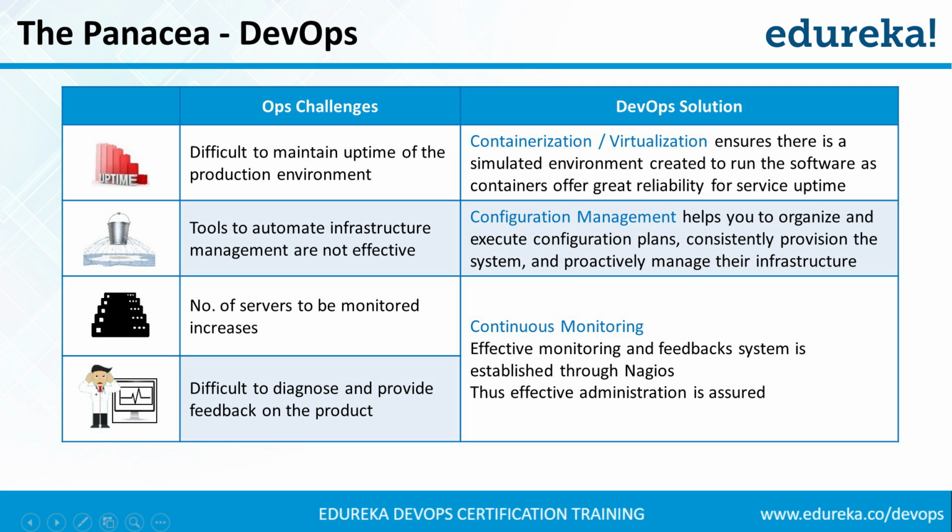The number of servers to be monitored increases, so we need a solution which is easily scalable. Client-server kind of architectures are generally very scalable because you don't need the server to be interacting with clients. The client would be sending data back, so we just need to worry about the server. We would be working with Nagios to understand how monitoring works on a larger scale. And it's difficult to diagnose and provide feedback on the product.